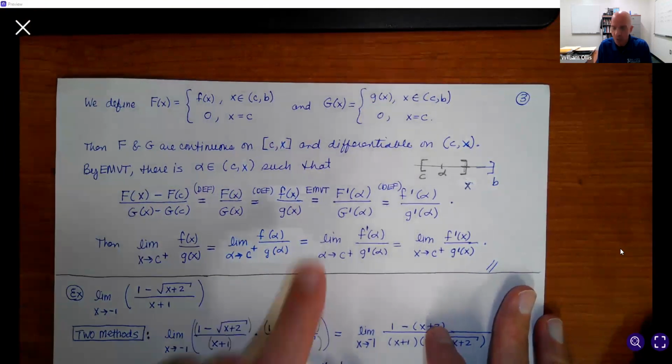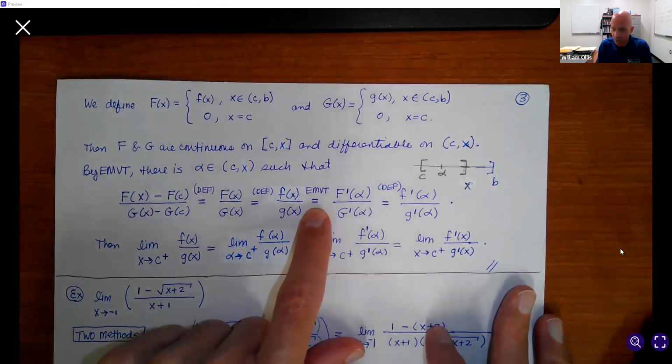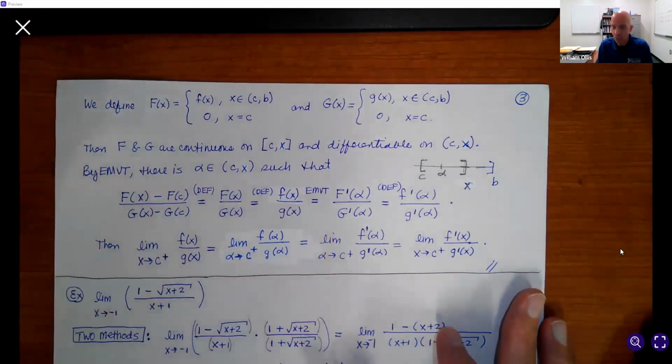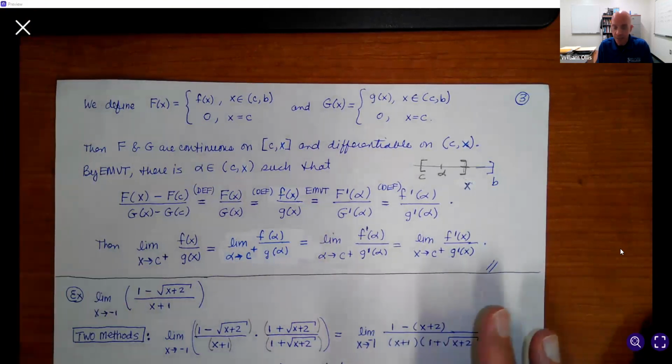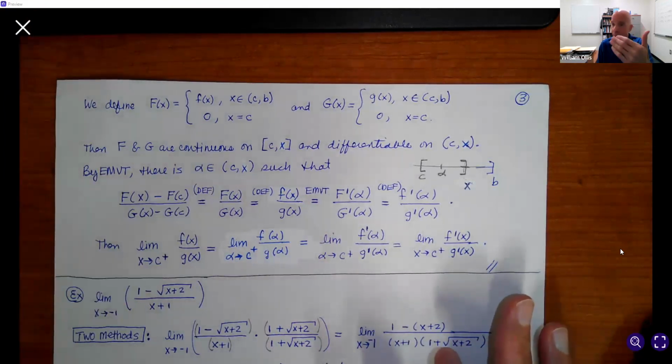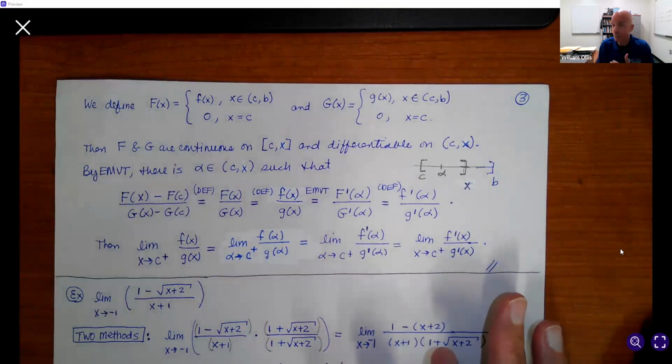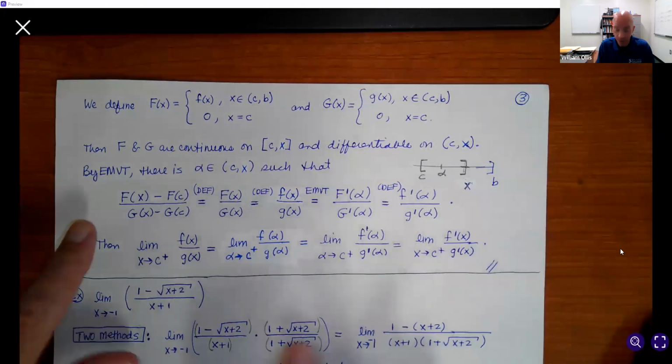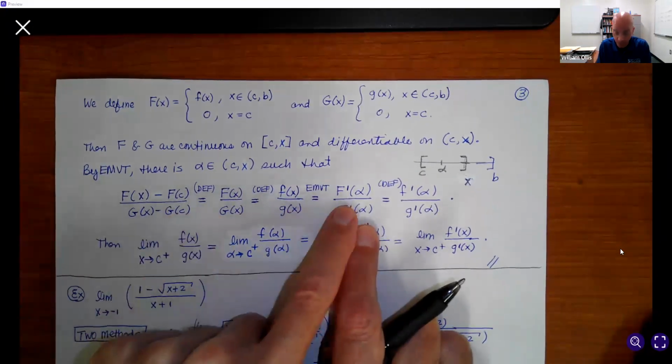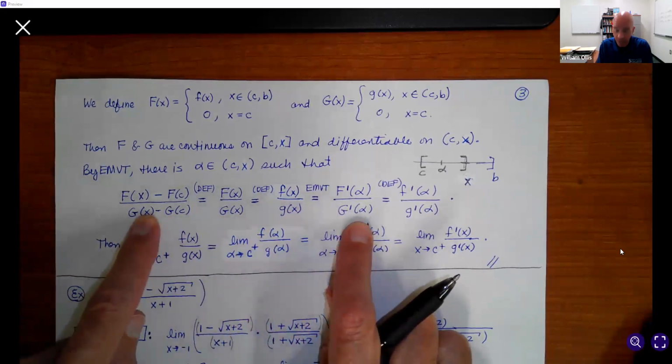And then, of course, extended mean value theorem. Okay, so now we can replace, if you like, the derivative of big F and the derivative of big G by extended mean value theorem. So we're actually funneling back to here and going this way.